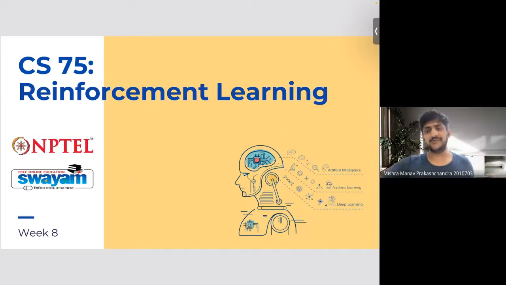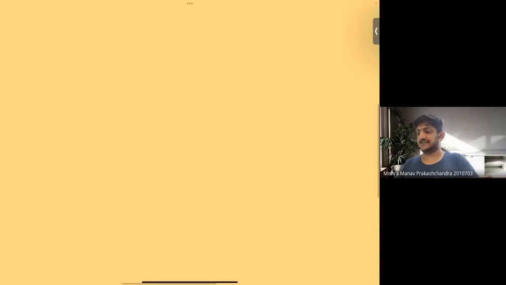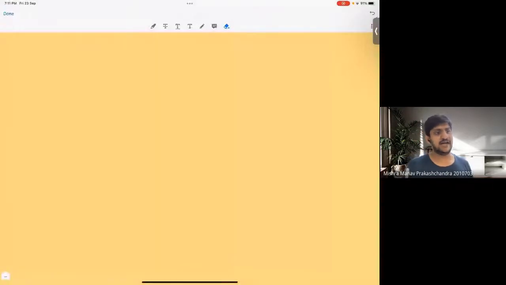Before beginning, I think I should answer the question that was brought up last week. Last week, there was a question that when I'm computing the lambda return, the highest weightage is given to my one-step return as compared to any other return. So is it true or false?